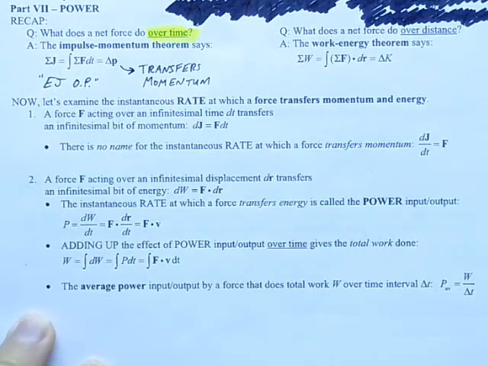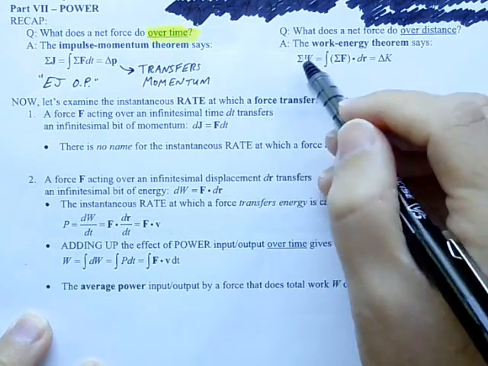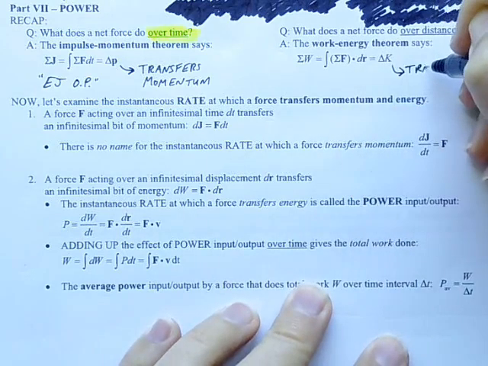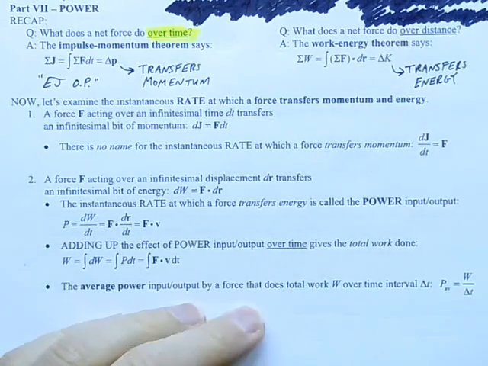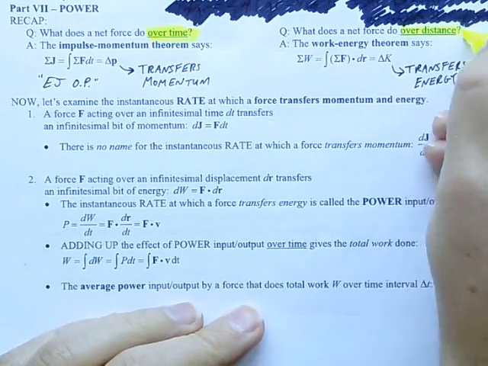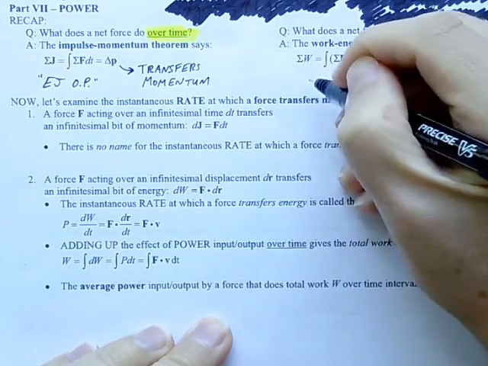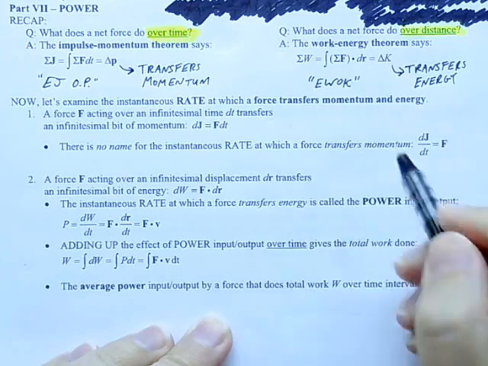What does a net force do over a distance? The cumulative effect of a force acting on an object over a distance we call the net work done on the object by the force, and we've seen that that represents a transfer of energy. A force acting over a distance, pushing an object along a path, transfers energy. And that is EWOK for short, our work energy theorem.